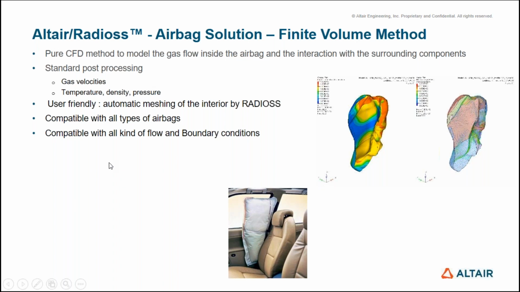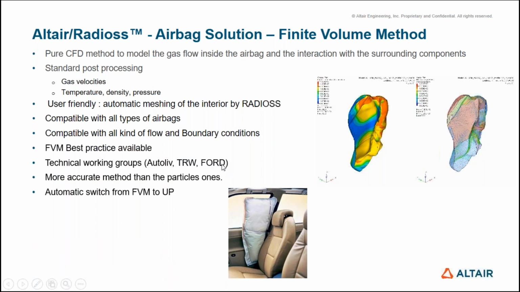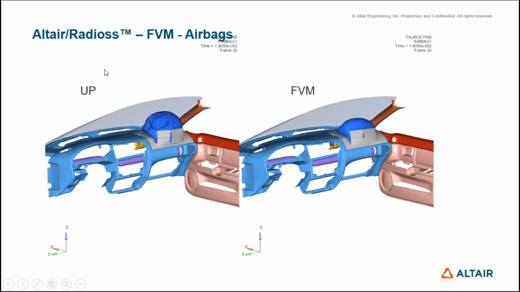And again, this finite volume method is nothing but the pure CFD method, and that is included in Radioss. You can also check the flow inside the airbag, as well as the interaction with the surrounding components. Generally, once you run the simulation, you are checking the gas velocities. You can check the temperatures, density, pressure, and this is a complete automated workflow. You can use either HyperCrash or HyperMesh for modeling it. These are the comparisons we have done for the uniform pressure and finite volume method. You are getting quite accurate results with both algorithms.